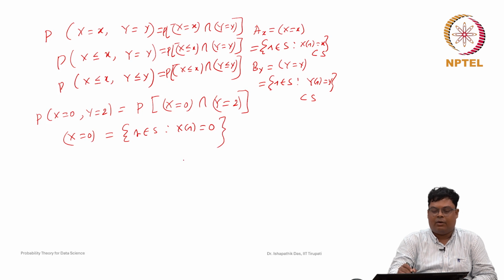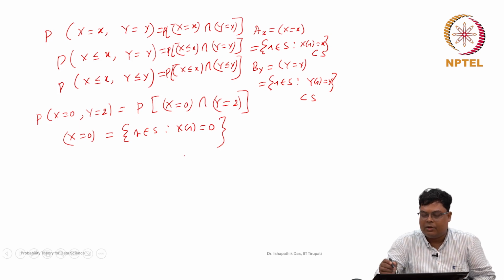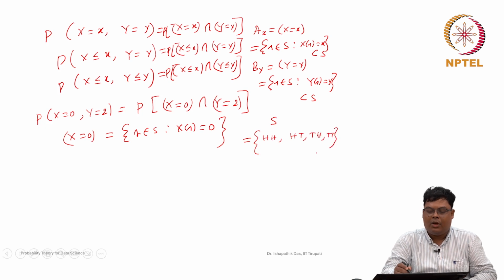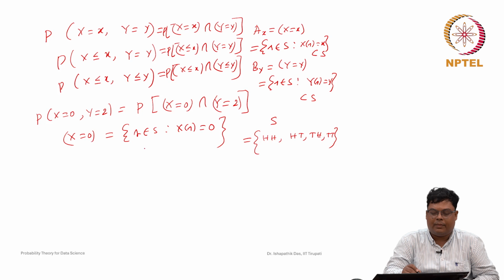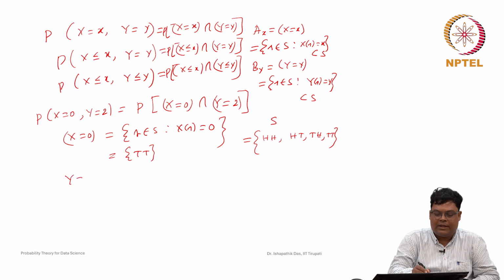X is equal to 0: all s belonging to the sample space such that x of s is equal to 0. So, x is the number of heads. What is the sample space here? Sample space S we already know is head head, head tail, tail head and tail tail. Then what are the points in S such that x is equal to 0? This is nothing but tail tail, because the number of heads will be 0.